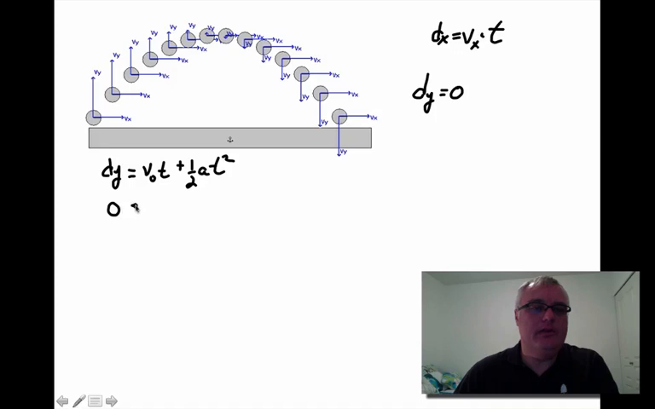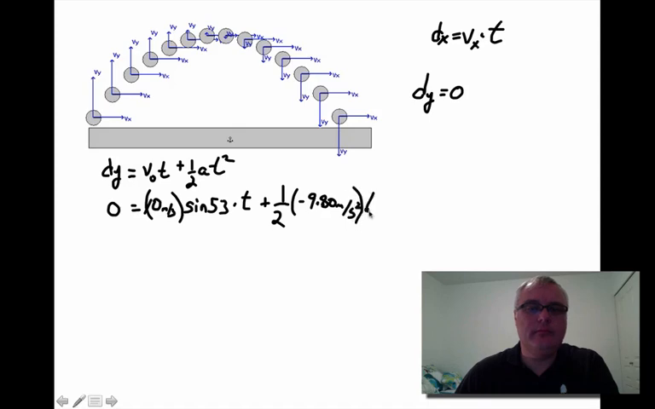So we have 0 is equal to the initial y component. So again, it's traveling at 10 meters per second. And the y component would be the opposite side of the triangle. So I need to add in sine of 53. So that's my initial y component. And I'm going to multiply that by the time. And then I want to add in that it accelerates downwards due to gravity, and multiply that by the time squared.